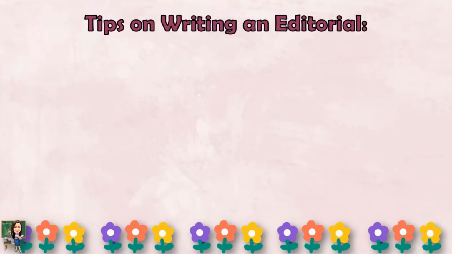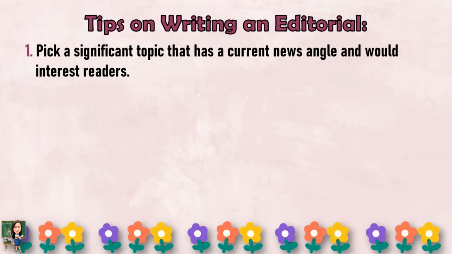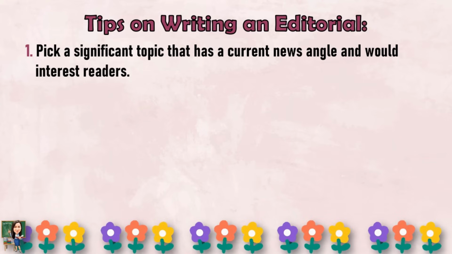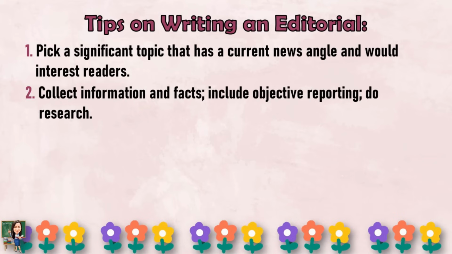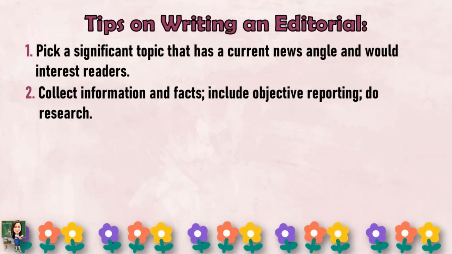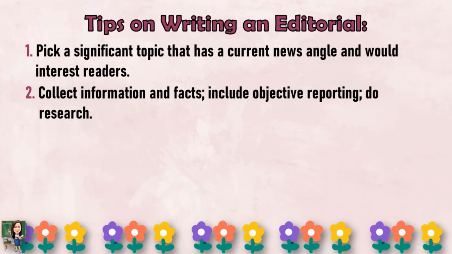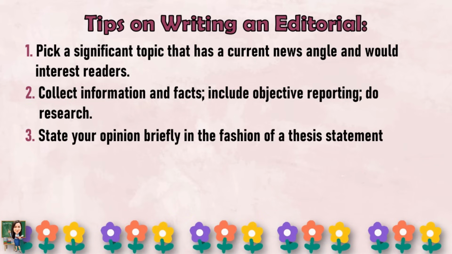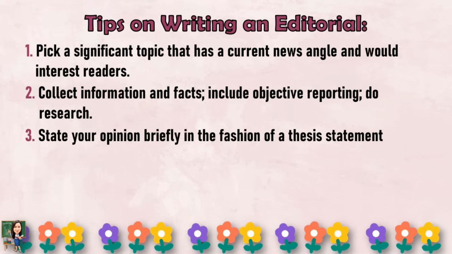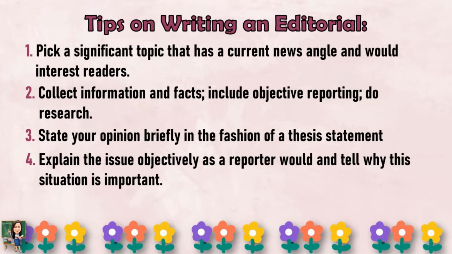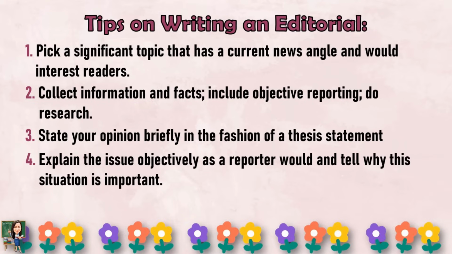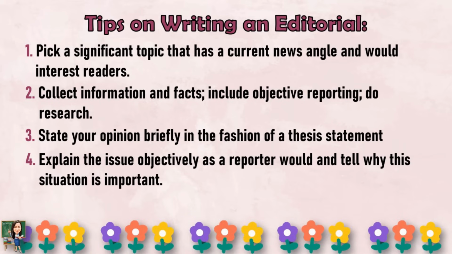Here are tips on writing an editorial. First, pick a significant topic that has a current news angle and would interest readers. Second, collect information and facts. Include objective reporting, do research. Third, state your opinion briefly in the fashion of a thesis statement. Fourth, explain the issue objectively as a reporter would and tell why this situation is important.